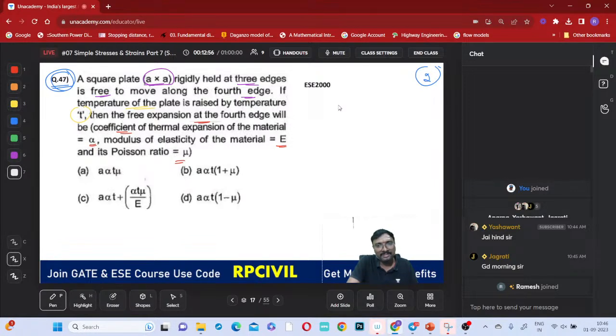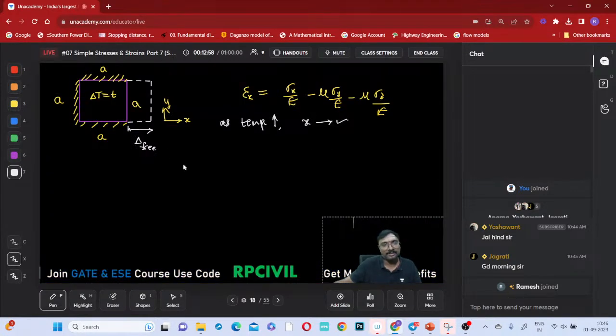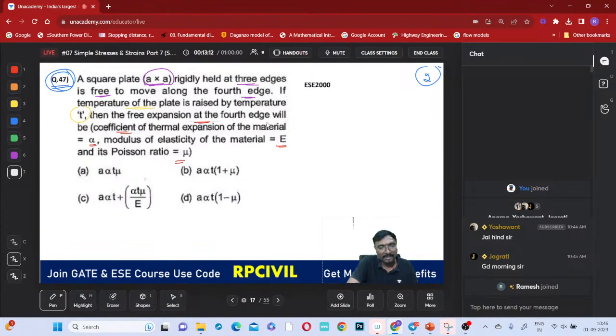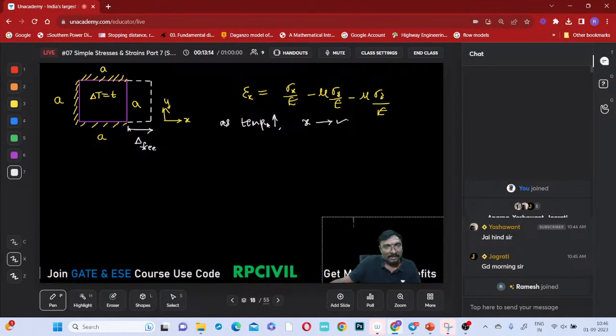Now tell me, how much is this dimension increasing? A uniform increase in temperature is there. In this direction there is no change, only this direction changes are happening. So epsilon x is alpha t, which is positive, due to expansion in the x direction due to the rise in temperature.